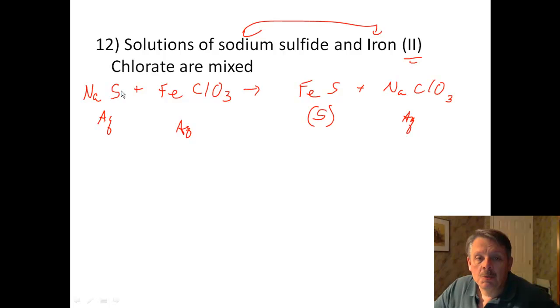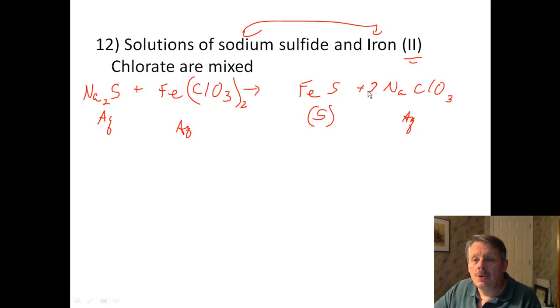Well, sodium is +1, sulfur is -2, so I need 2 sodiums. Fe is +2, chlorate's -1, so that means I need 2 of those. +2 -2 cancel, +1 -1 cancel. So now we have to go back and balance our equations. We need 2 sodiums and 2 chlorates, so we're now balanced. And that's it for number 12.